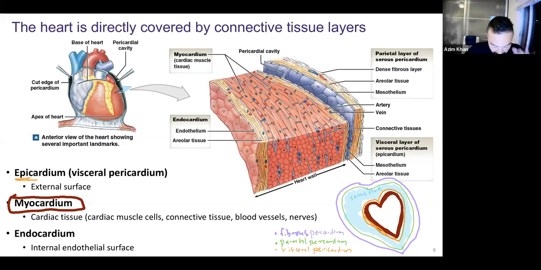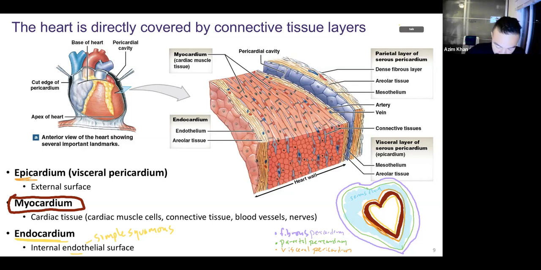So there's one more layer that's lining the internal part, because the heart has space inside so that blood can fill it up and can be squeezed. The inner lining of the chambers is called endocardium. It's simple squamous endothelial tissue. Myocardium is in the middle. It's the muscle of the heart, the cardiac muscle, as well as connective tissue, blood vessels, and nerves that serve it.